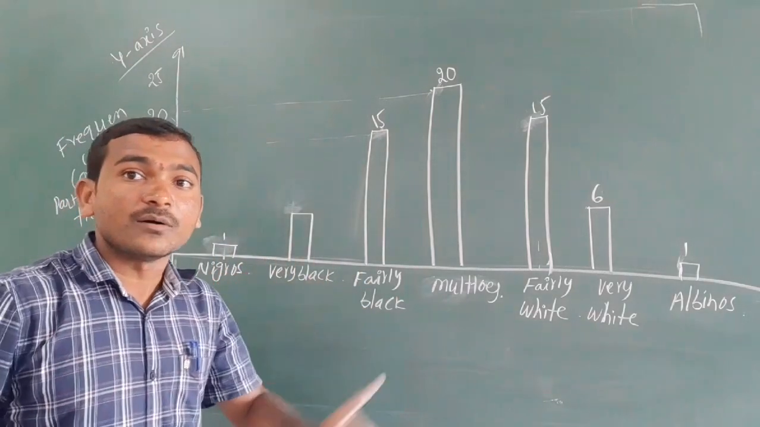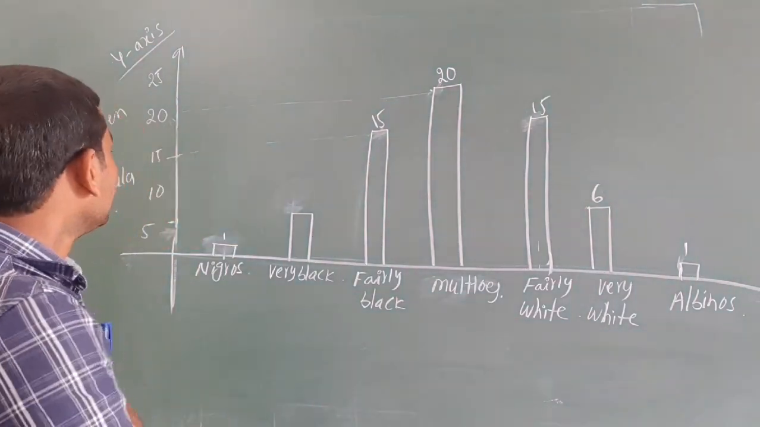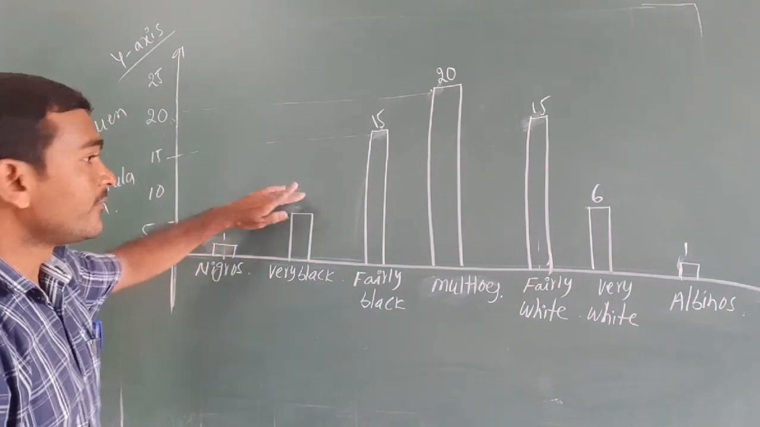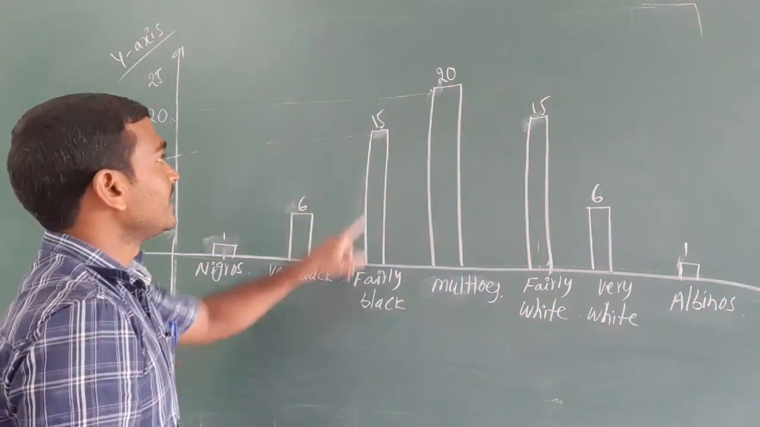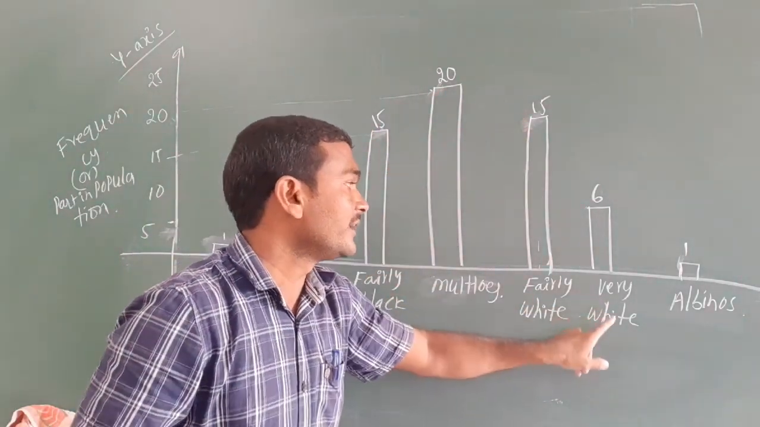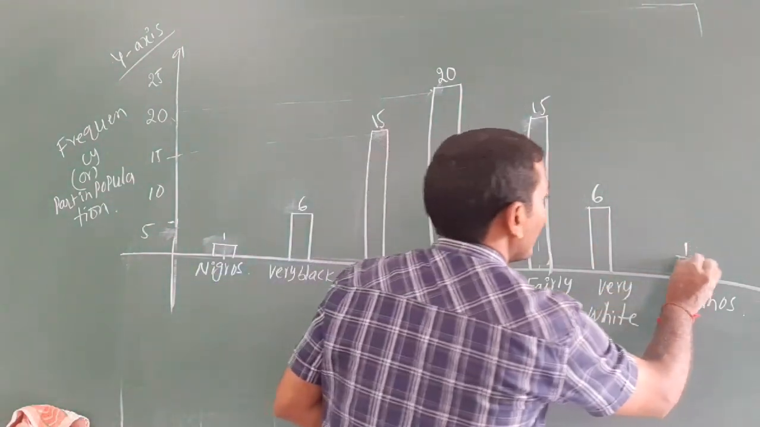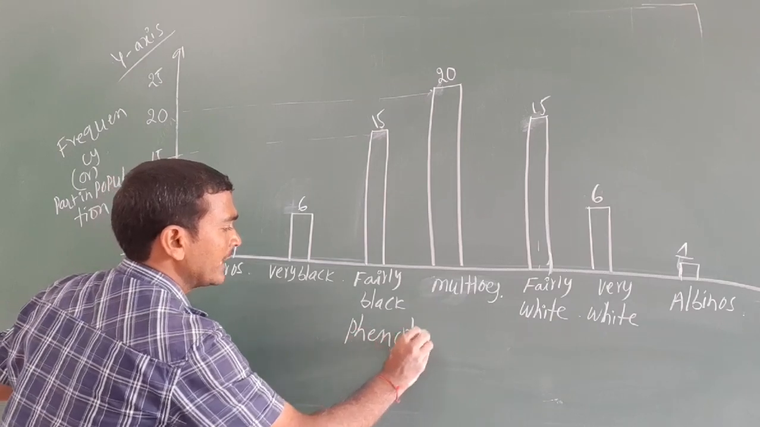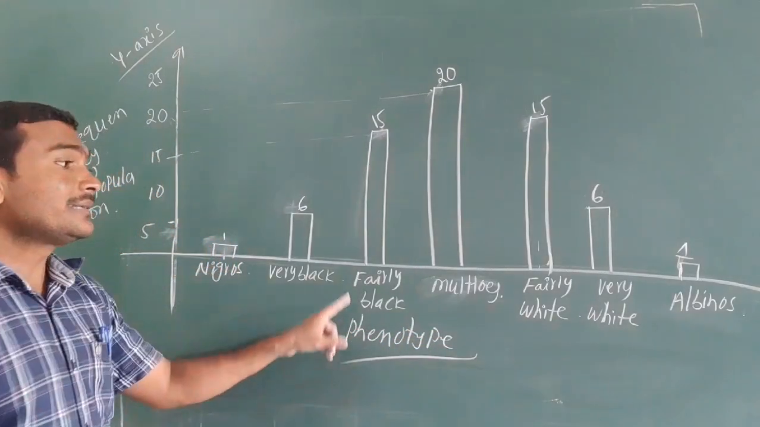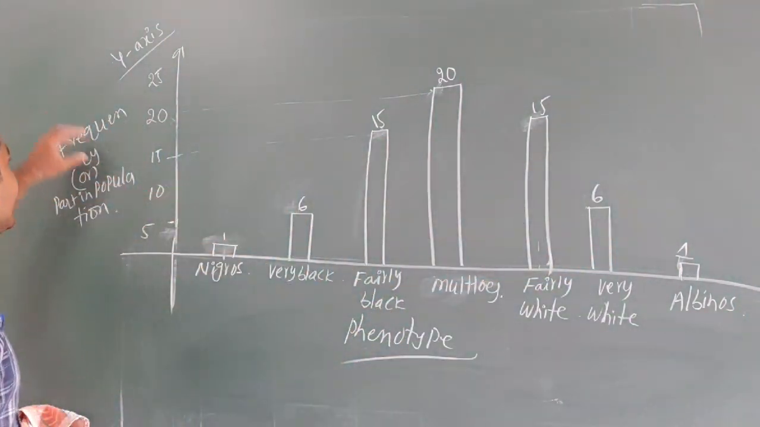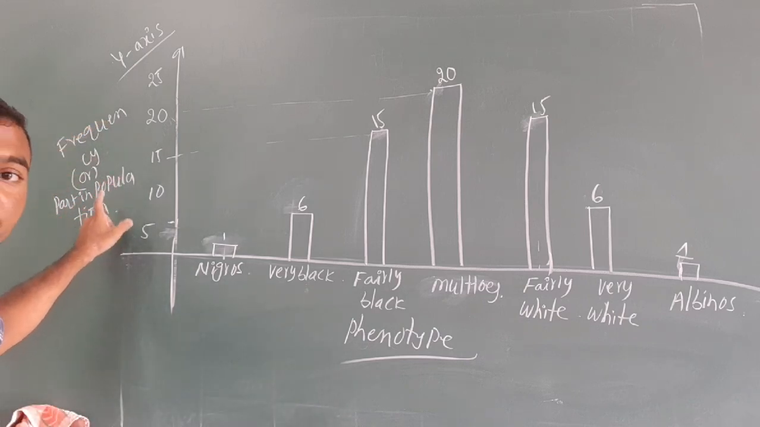See here, entrance exams ask what is the genotype ratio of polygenic inheritance? The negros is 1, very black is 6, fairly black is 15, maltose is 20, the fairly white is 15, very white is 6, albino is also 1. What I forgot here is the phenotypes. The phenotypes are taken on the x-axis. Then the frequency of the phenotypes, the part in the population.